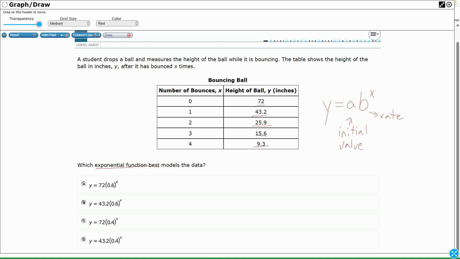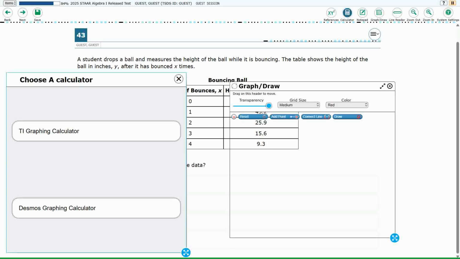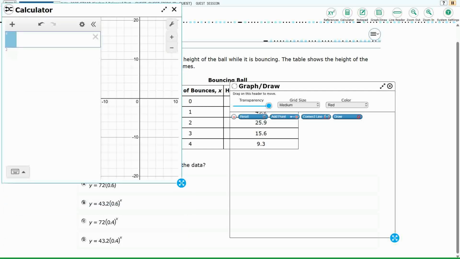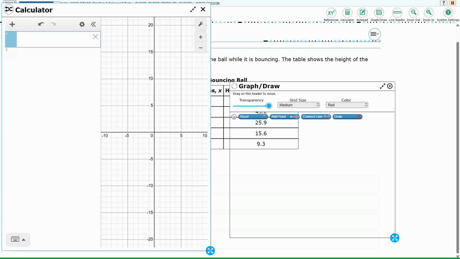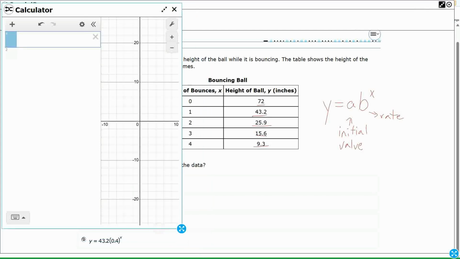Now, we don't have to do this manually. We can actually use the calculator for this, but we do need this initial function. So let's go ahead and open up a calculator. And we can do either one. Let's do Desmos here. And first we're going to need to insert our table of values. And let's get that here first. So we're going to add a table.